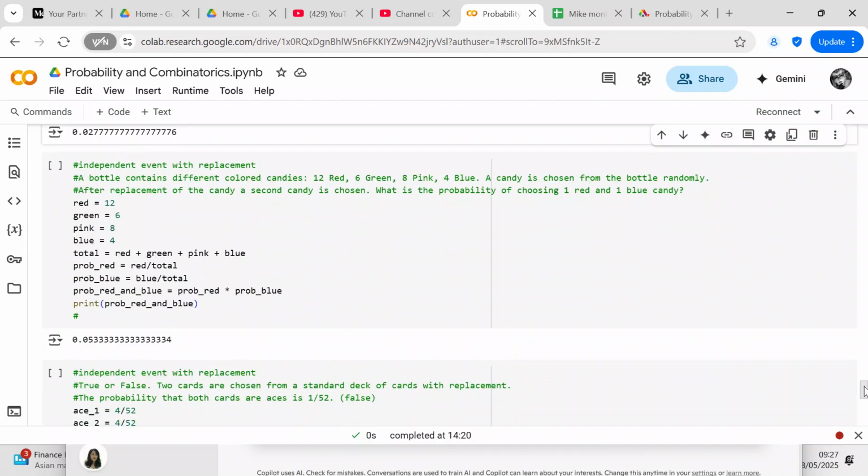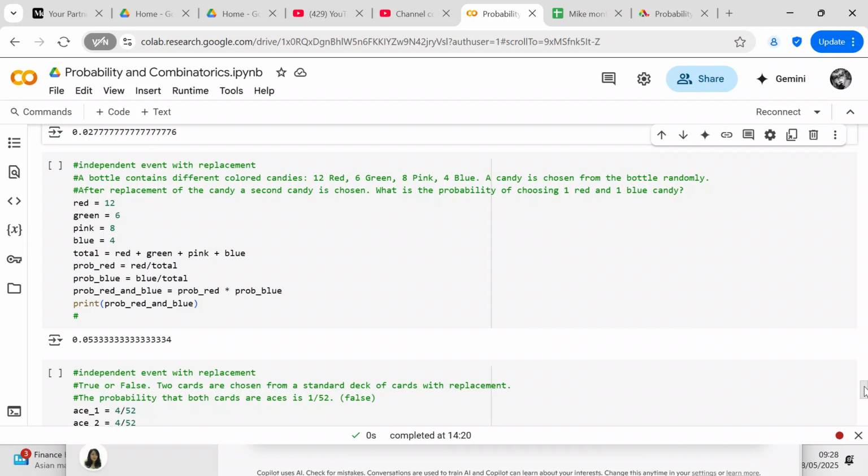The next question we have is an independent event with replacement. A bottle contains different colored candies: 12 red, 6 green, 8 pink, 4 blue. A candy is chosen from the bottle randomly. After replacement of the candy, a second candy is chosen. What is the probability of choosing 1 red and 1 blue candy?